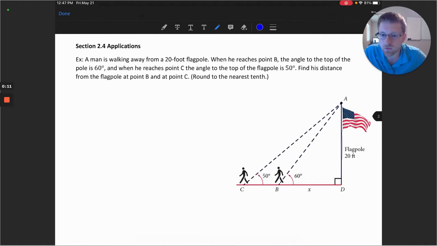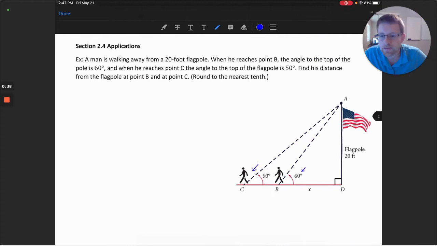So we have a man walking away from a 20-foot flagpole. When he reaches point B, the angle to the top of the pole is 60 degrees. That's shown in our picture here. And when he reaches point C, as he's walking away from this flagpole, the angle to the top of the flagpole is 50 degrees. And so we see that in that second image there.